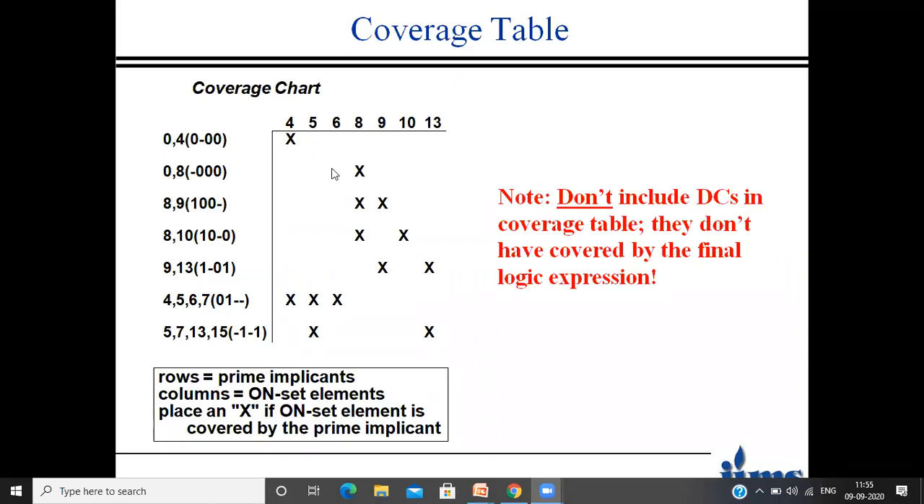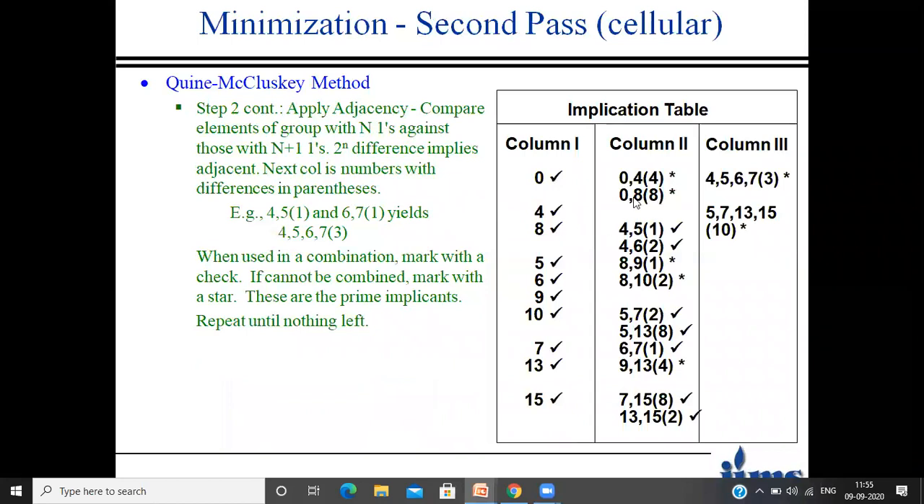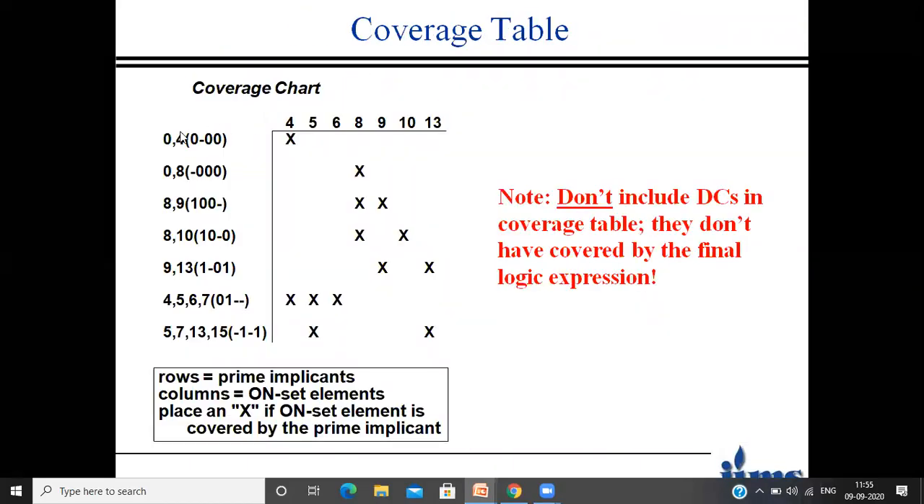So we can look here. We have 0 4, 0 8, 8 9, 8 10, 9 13, 4 5 6 7, 5 7 13 15. So all these values will be written in the table. 0 4 whose value is 0 dash 0 0, 0 8 value is dash 0 0 0, 8 9 value is 1 0 0 dash, 8 10 is 1 0 dash 0, 9 13 is 1 dash 0 1, 4 5 6 7 is 0 1 dash dash, 5 7 13 15 is dash 1 dash 1.